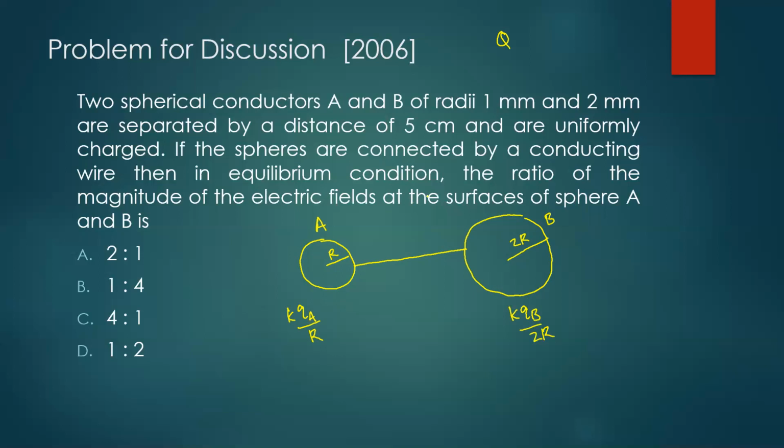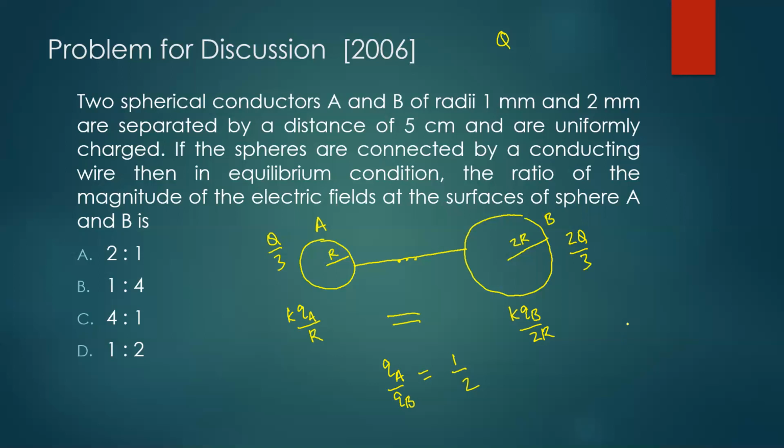Now, this problem is assuming that they're separated by a large distance. Otherwise I'll have to consider the potential due to the other charge also. These two potentials must be the same so that the charge transfer stops. So the charge ratio QA by QB is 1:2. That means if I take charge Q, 1/3 is going to appear on sphere A, and 2/3 will appear on sphere B.